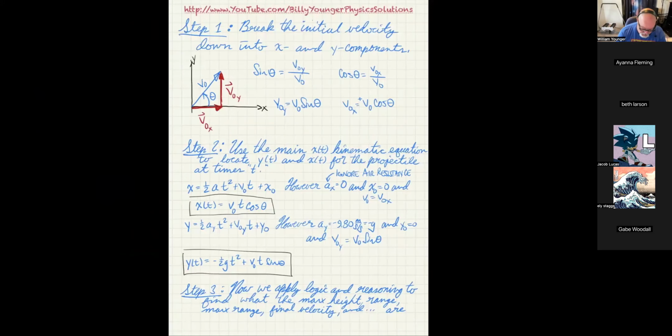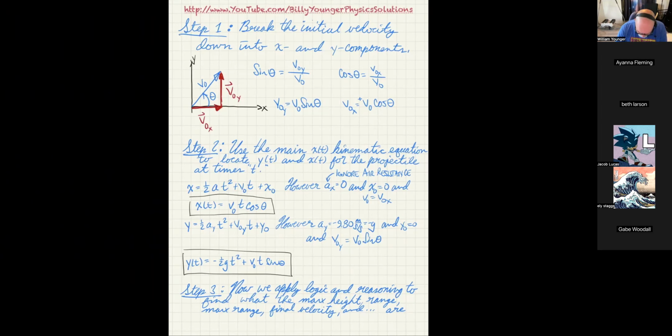So I told you the first step when solving a projectile motion problem is to break the initial velocity down into x and y components. I've done that. The second step is to use the most fundamental of the kinematic equations, the x equals 1/2 at squared plus v0t plus x0 equation, to fashion basically an x as a function of time and a y as a function of time for the projectile. And I showed you exactly how to do that. All you have to do is remember that the acceleration in the x direction is 0, and that the x component of the initial velocity is v0 cosine theta. So you can put that in there. And in our case, we said x0 and y0 equal to 0. So we didn't even have those terms. But either way, that was it.